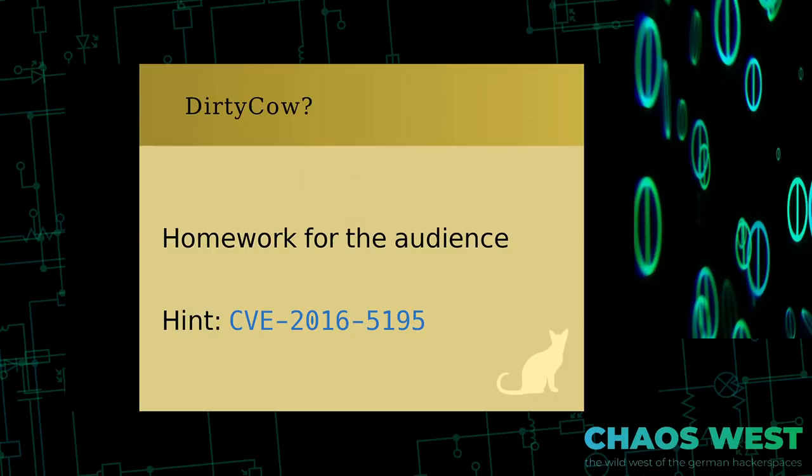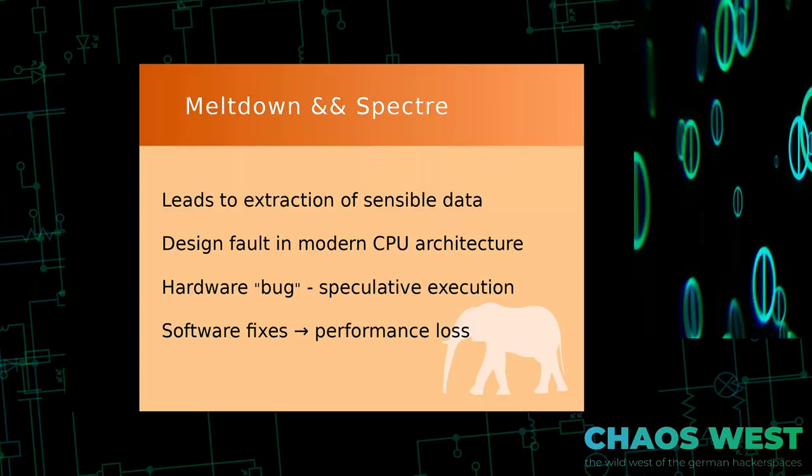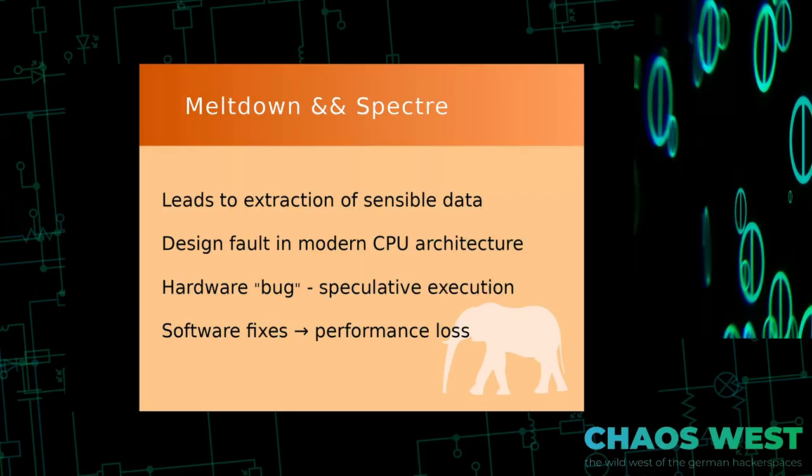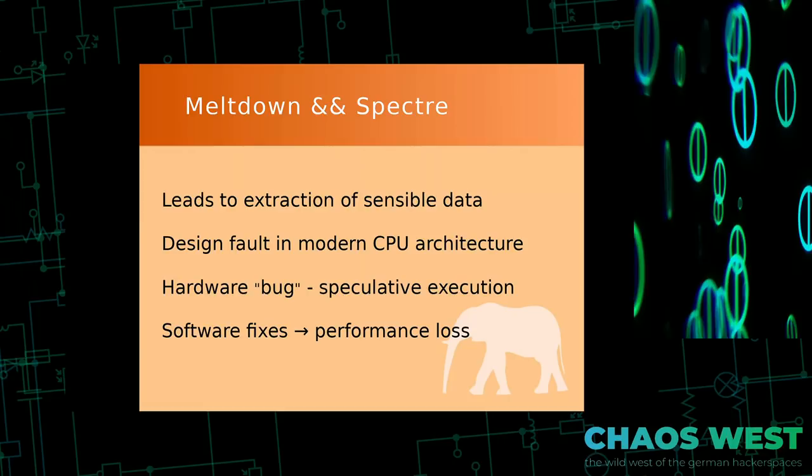So the next thing, let's check out hardware security. There is also hardware out there, not only software. Let's check out our favorites, or one of my favorites, because a lot of hype for a lot of fuck-ups. It's Meltdown and Spectre. So Meltdown and Spectre are bugs or design faults in modern CPU architecture, and they lead to sensitive data exfiltration, extraction from the CPU. It's like a hardware bug.